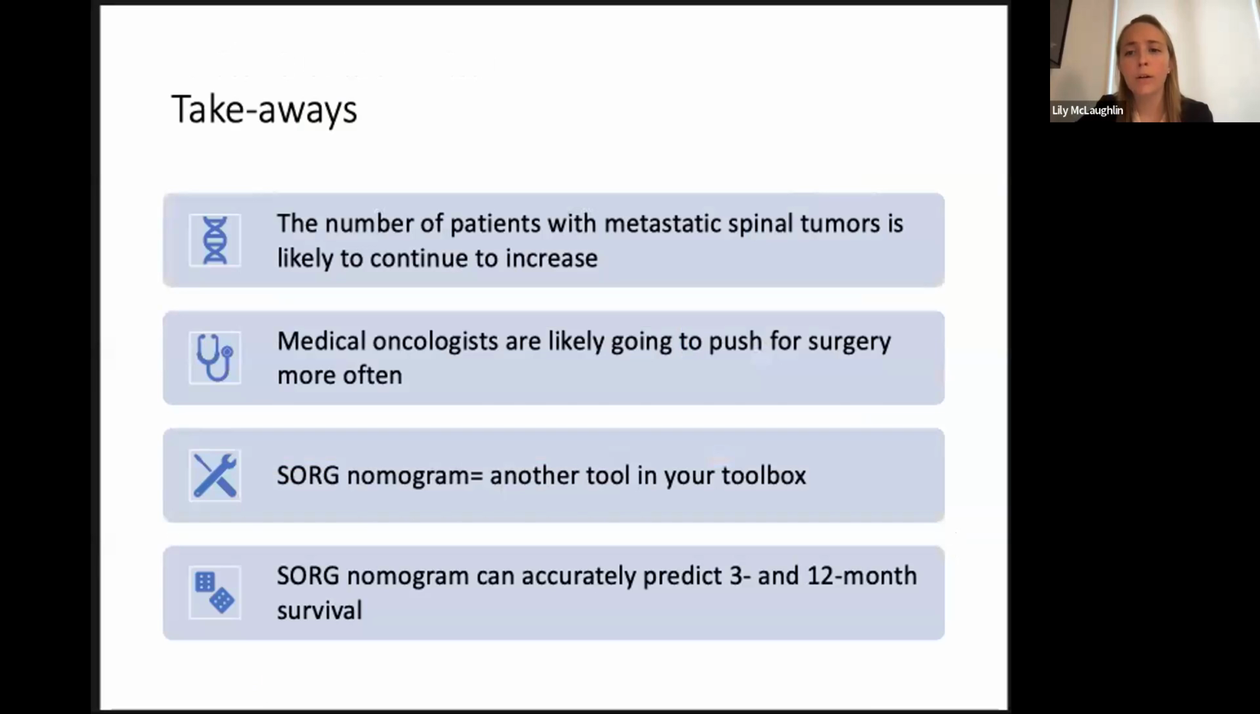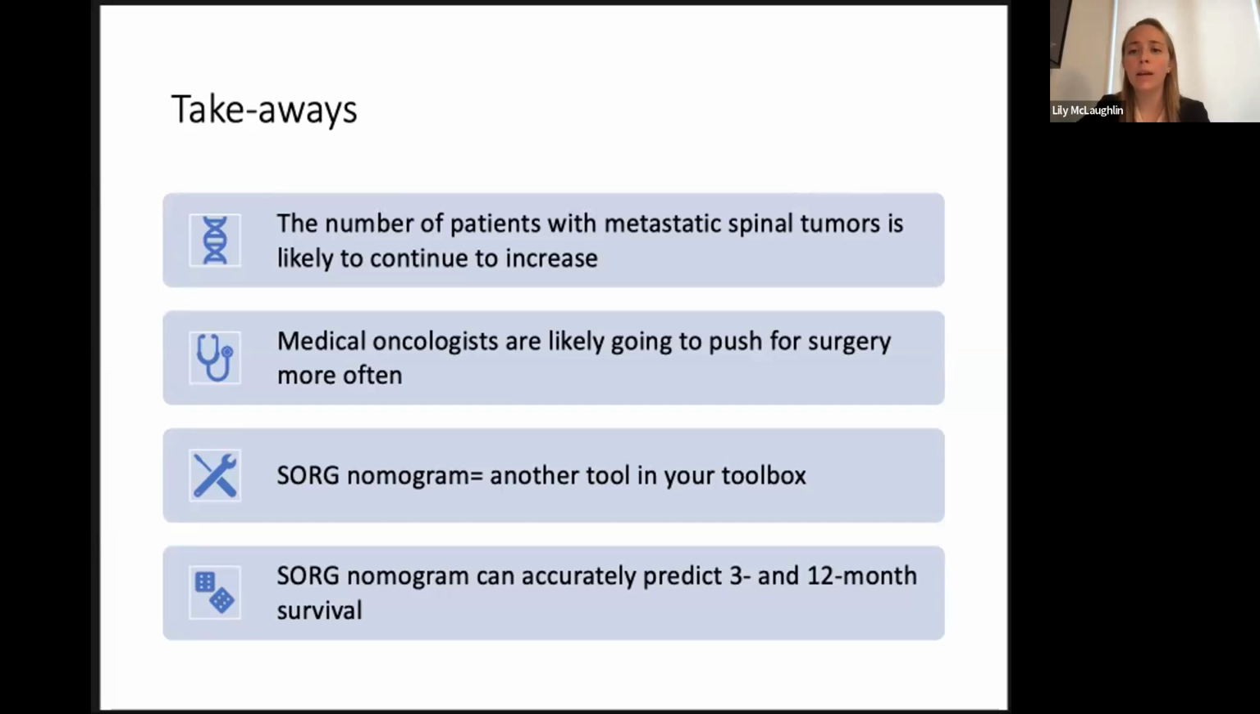First, again, like we said earlier, the number of metastatic spinal tumors is just going to continue to increase because patients are living longer, mostly secondary to advancements in systemic treatment. Additionally, because of that, medical oncologists are likely going to keep pushing for more surgery because they're just going to keep having more treatment options, and they need their patients out of pain in order to undergo them.